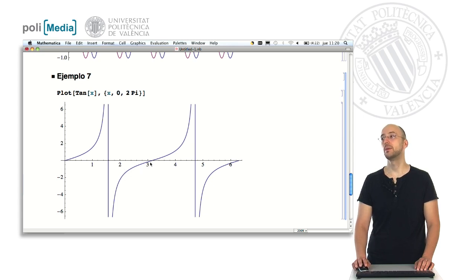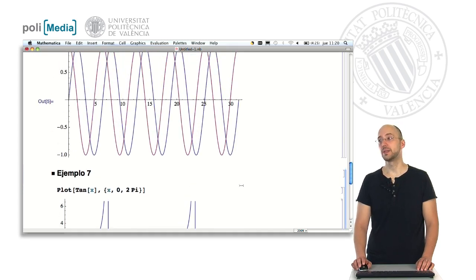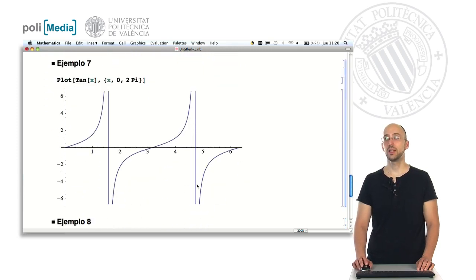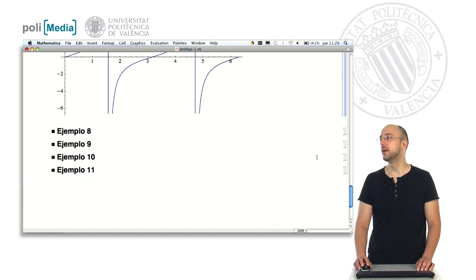At what angle? Let's make it an exercise. Then it does the same thing again. It keeps growing until it encounters the next point where it's not defined. For example, 3/2 pi. At that point, it is not defined either. It is much more complicated to represent the tangent than the sine or cosine as we have seen, but it is also important that you know a little about its representation because it also appears quite a lot.